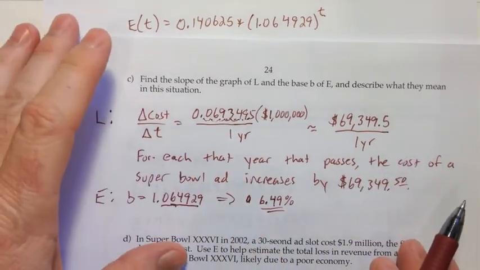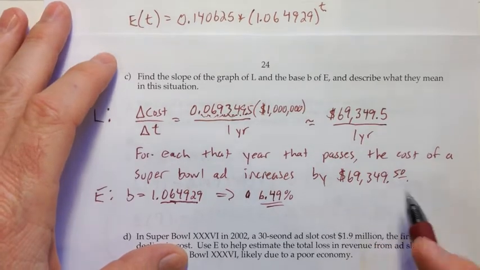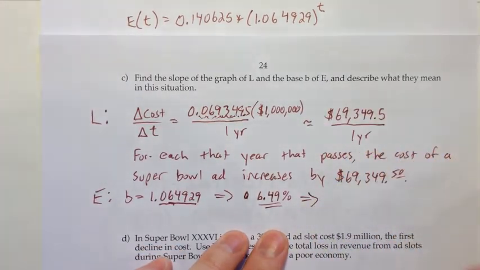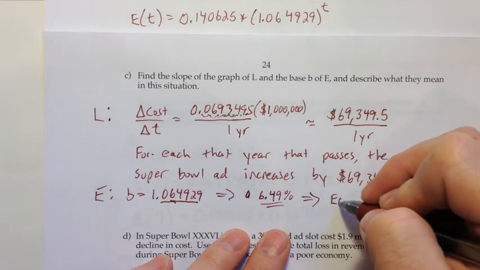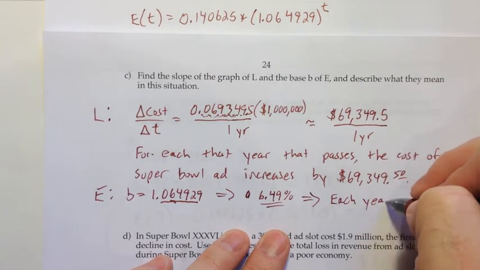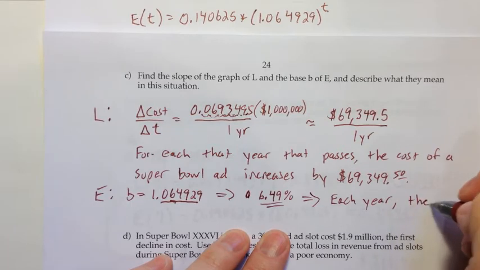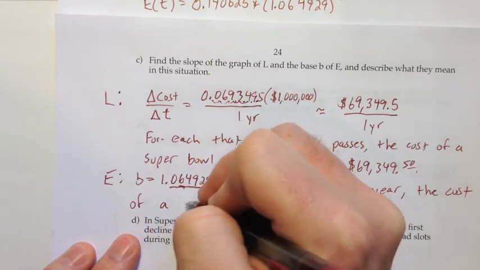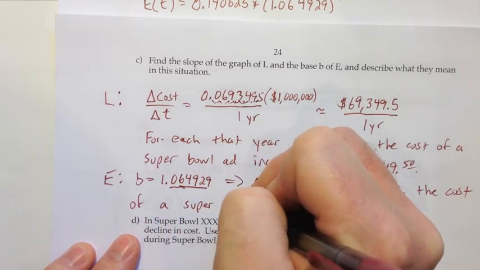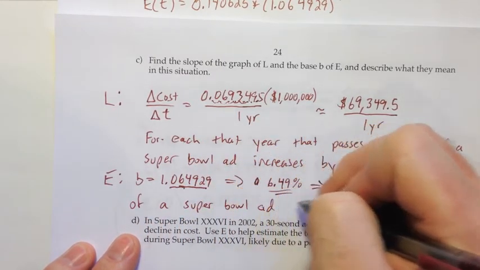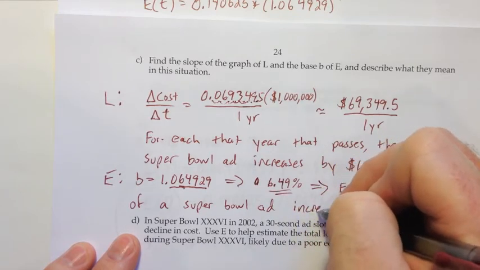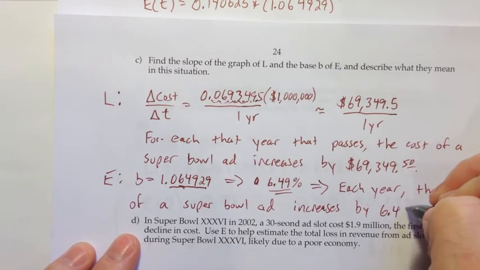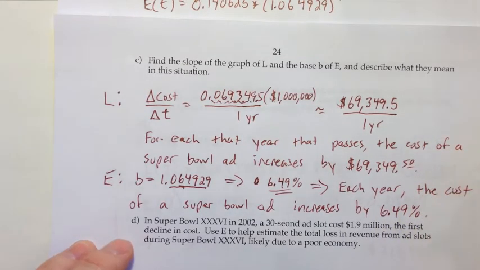So rather than saying that the commercials go up by a fixed amount each year, 69,000, I'm going to put it into a percentage term when I look at the exponential and say each year the cost of a Super Bowl ad increases by 6.49% compared to that previous year.